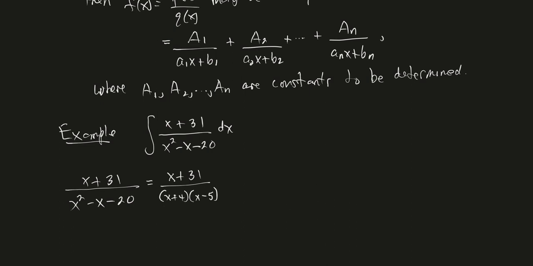And what this rule says for partial fraction decomposition is that there is a way that I can take this single fraction and write it as the sum or difference of two fractions that look like this: a constant over x plus 4, and then plus another constant over x minus 5.